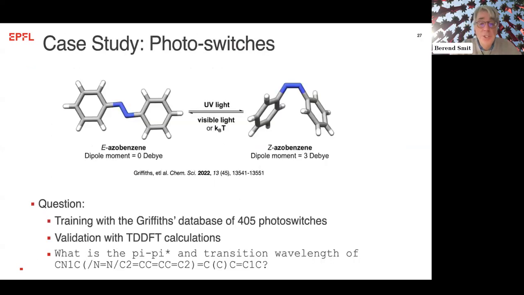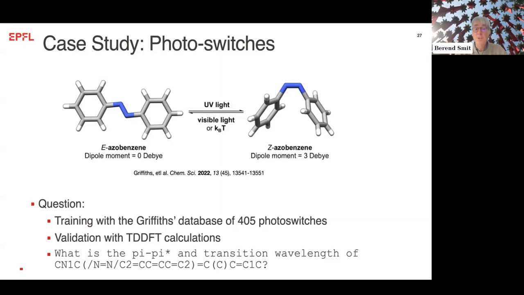I would like to finish with a few things which are really, I think, quite remarkable, and that is with photo switches. So until now I had done classification, but what you can also do is regression. And regression is basically more continuous. And here we're interested in the transition. So a photo switch is a molecule. If you shine light on it, it rotates. And if you shine light with a different frequency, it rotates back.